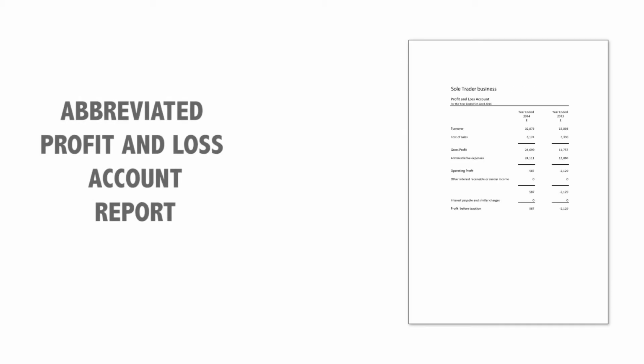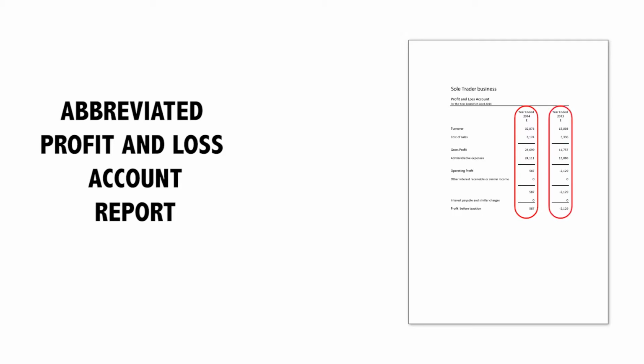You will notice two columns of figures on the abbreviated profit and loss. The column on the left is the period covered by these accounts. The column on the right shows last year's figures as a comparison. If this column is not included on your accounts PDF, then this is either your first year trading or you have not supplied the information to be able to complete the prior year.